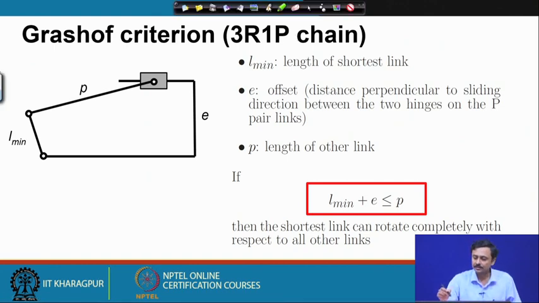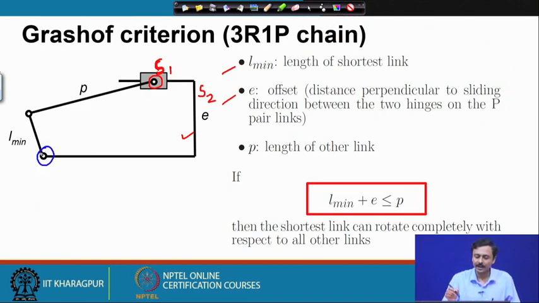So, if L min is the length of the shortest link, E is the offset, as I have mentioned, I have defined this distance perpendicular to sliding direction between the two hinges on the P pair links. So, if this is one of the sliders, this is another slider. So, slider 1 and slider 2, the slider is a link and this is a link. I call them S1 and S2. So, the hinge on S1 is this, while the hinge on S2 is this.